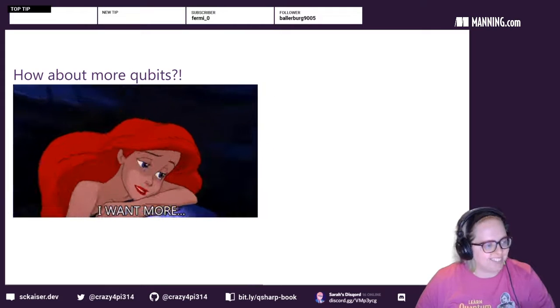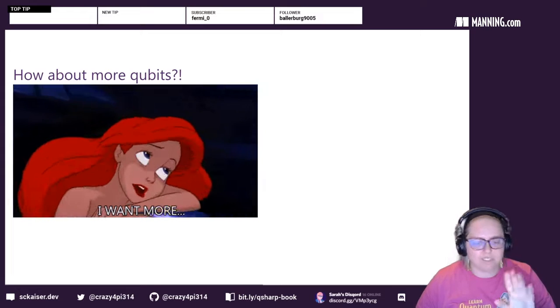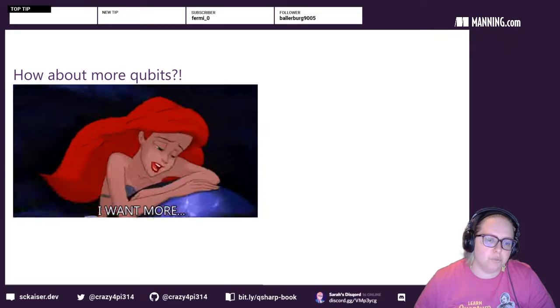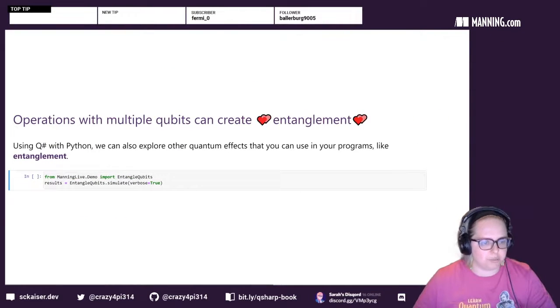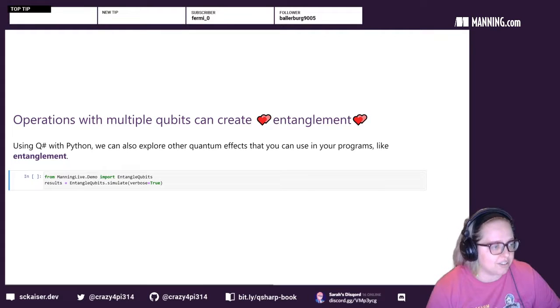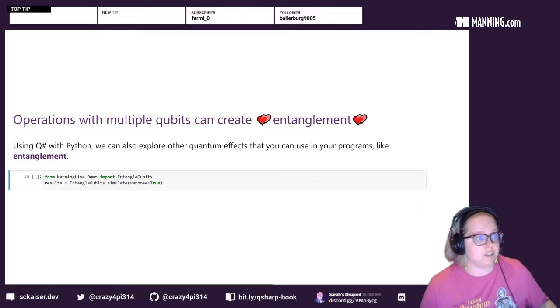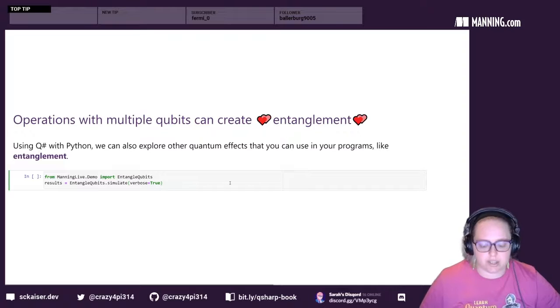So this is all good, but we've mostly been working with a single qubit so far, right? That may not be the most interesting. So what if we want more qubits? What do we do then? When you do operations with multiple qubits, that's when you have the possibility for entanglement. The two core features or phenomena that we can leverage on our quantum devices that are uniquely quantum are superposition and entanglement. So using Q# with Python, we can also explore what entanglement looks like.